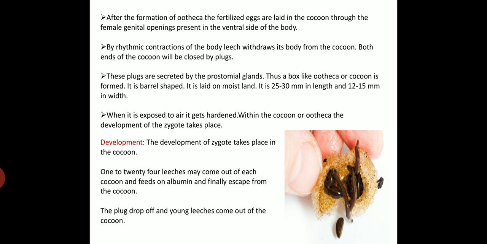The next part is the development of the zygote, which takes place in the cocoon. The picture shows the development. One to 24 leeches may come out of each cocoon, and they will feed on the albumin and finally escape from the cocoon. The plug will drop out, and the young leeches come out of the cocoon.